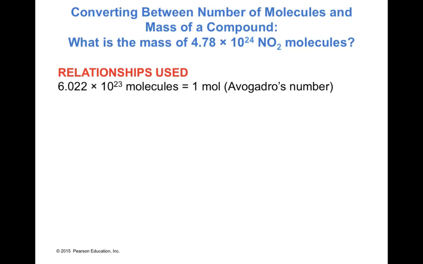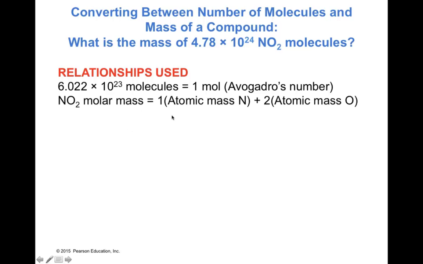So how can we do that? Here we have our first relationship, the one that we know before from Avogadro's number. And this one is to obtain the molar mass of NO2. We have 1 nitrogen and 2 oxygen from our chemical formula, NO2. So we need to look for the atomic mass of nitrogen and multiply by 1, and the atomic mass of oxygen and multiply by 2. The atomic mass of nitrogen is 14.01 times 1, while the atomic mass of oxygen is 16.0 times 2. So that means our molar mass of NO2 is 46.01 grams per mole.